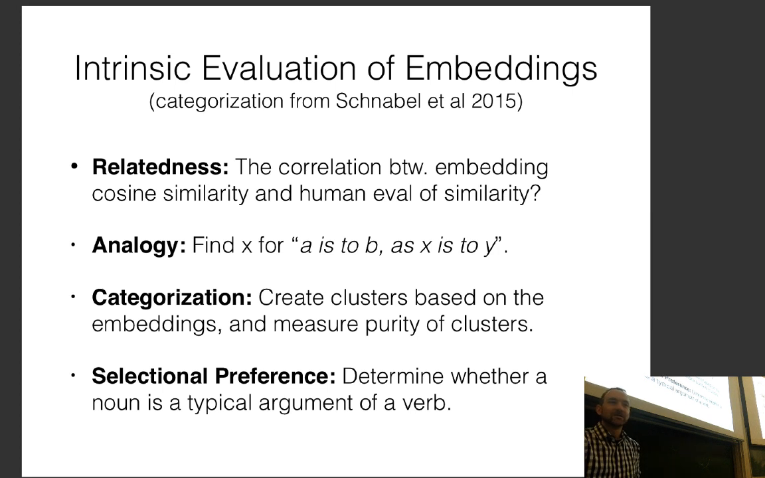Like a dog, right? Or X meowed, that would be a cat, right? Is the subject. And then you could also have the object. So like the dog bit X, what would it bite? Maybe the man or the cat or something like that. So selectional preference is like what verbs can take certain things as subjects or objects.